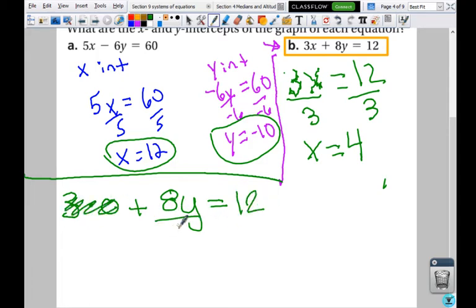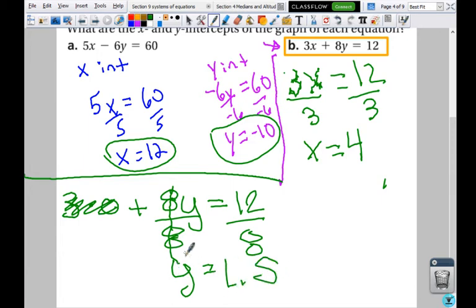And they basically cross out. We can basically just cross that piece out, because it's going to be 0 and it doesn't matter. And then we're going to divide by 8 on both sides, and we're going to get y equals 1.5. Nice job. We got this.